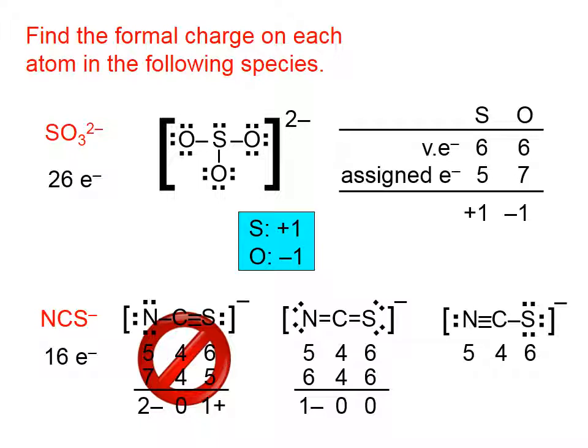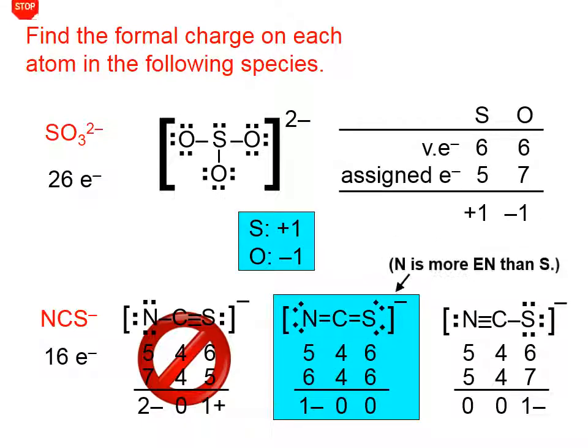Let's count up assigned electrons for the right Lewis structure. For nitrogen, it's going to be 5. For carbon, it's going to be 4. And sulfur, I'm seeing 7. Let's do some subtracting. These have the same numbers, a 1 and a 0 and a 0 for each. The next rule is that the most negative formal charges should reside on the more electronegative atoms. So in the middle Lewis structure, we have a negative formal charge on a nitrogen, and in the right Lewis structure, we have a negative formal charge on the sulfur. Who's more electronegative? Nitrogen.